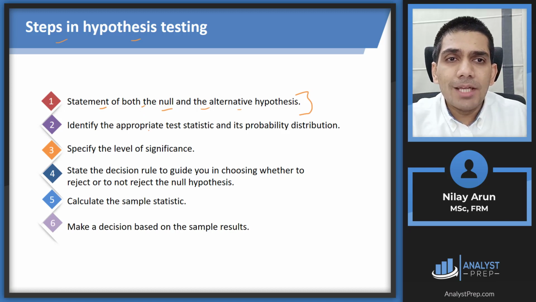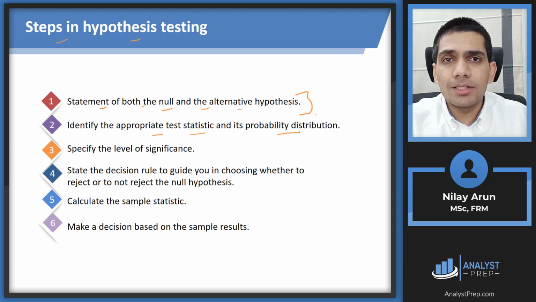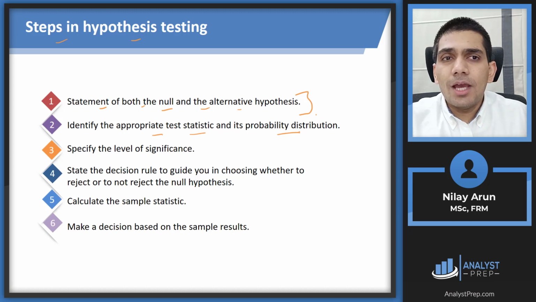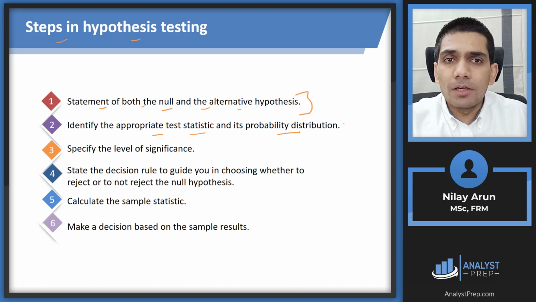Second one, identify the appropriate test statistic and its probability distribution. This is where the difference comes in when you test one thing versus something else. So let's say if you're testing mean, then you will be using either the t distribution or the z distribution. If you're testing variance, then you'll be using the chi-square distribution and so on. So the step remains the same, but the distribution that you're using and which test statistic is appropriate, that part changes. So this is where you'll have to be careful.